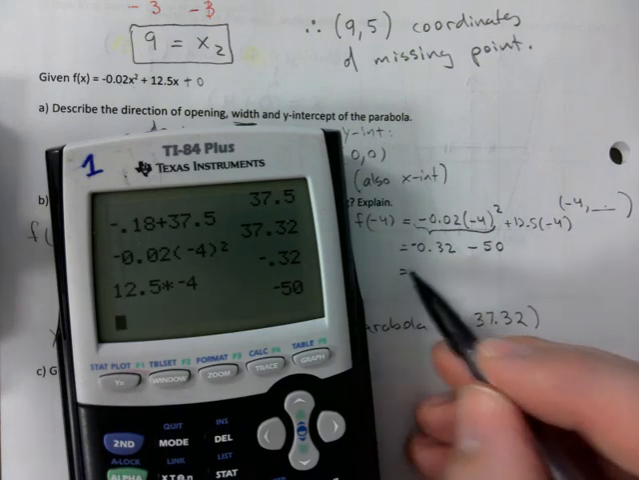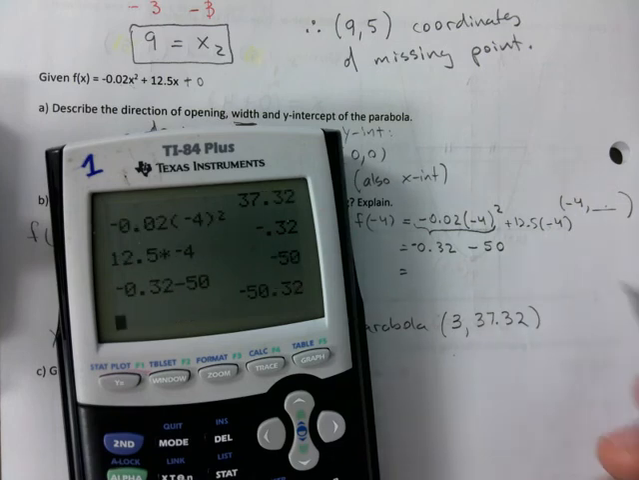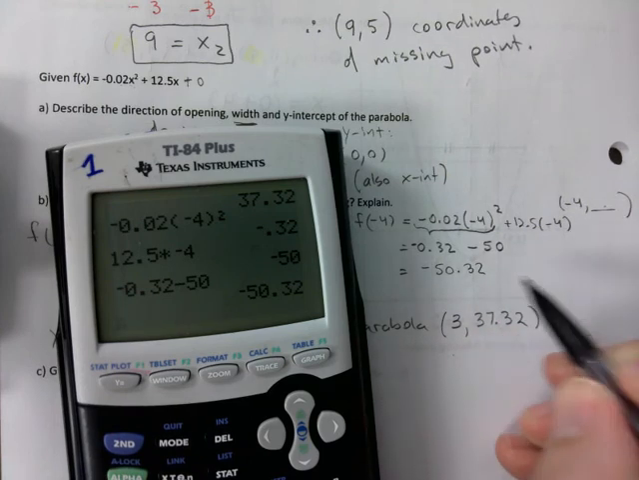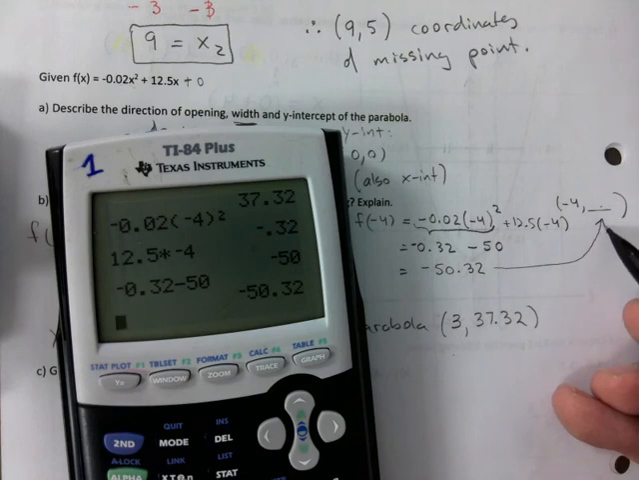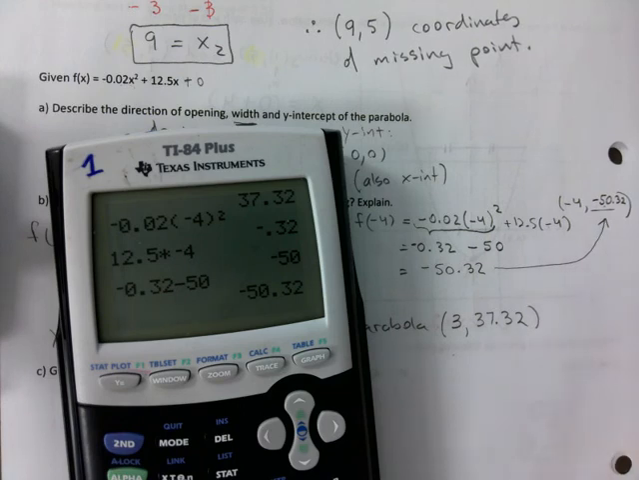And so basically the next step is that you can go negative 0.32 minus 50. That gives you negative 50.32. And so that is the y value. This is actually a point on that parabola, okay? You just found a point on the parabola.